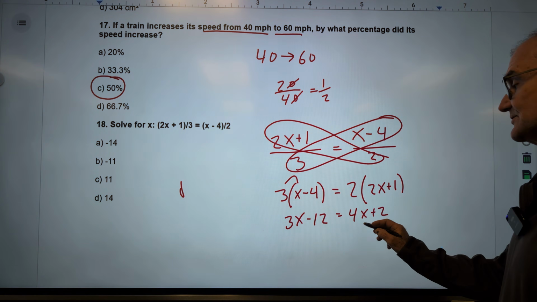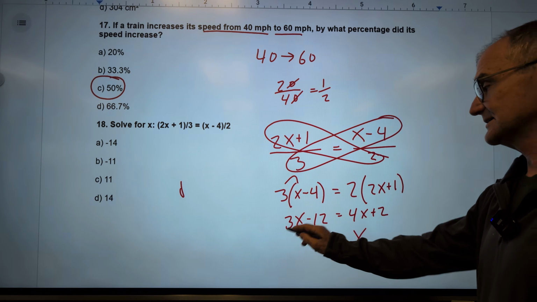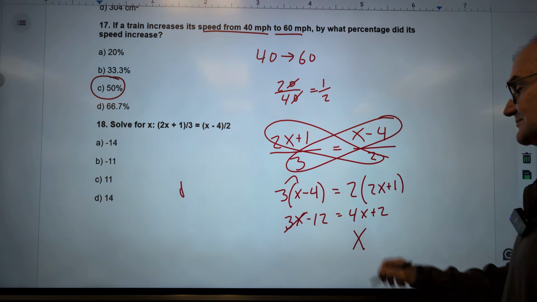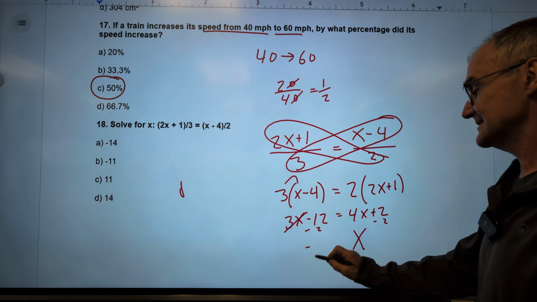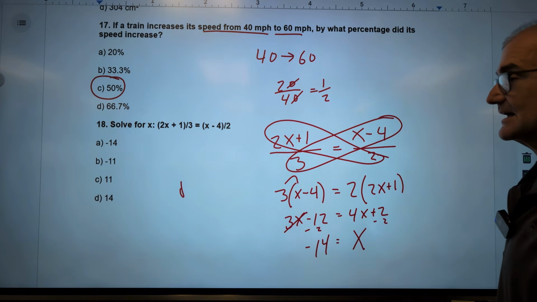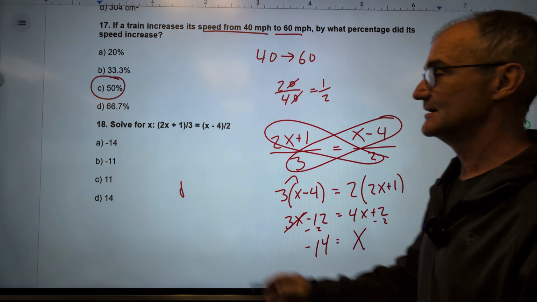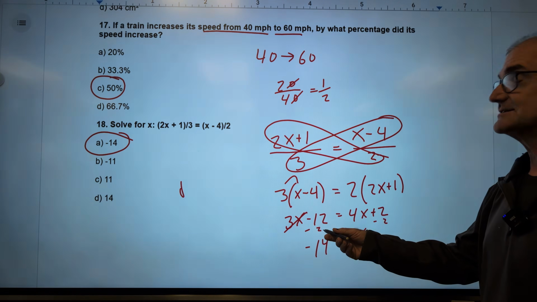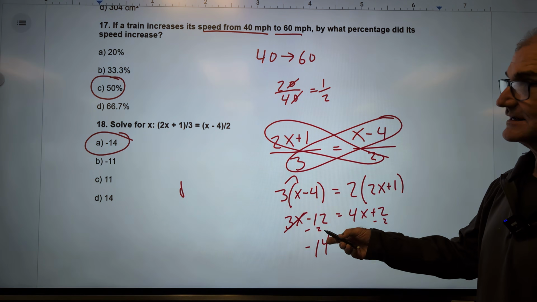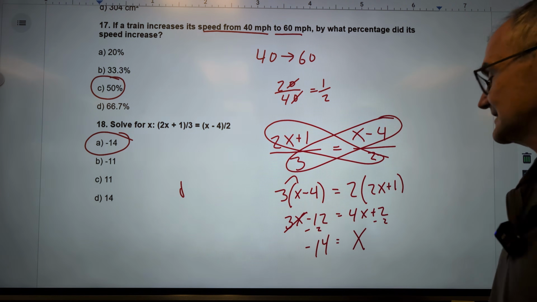Solving for x, I'm going to subtract 3x from both sides. That'll cancel. 4x minus 3x gives me that x. Minus 2, keeping track of my negatives, negative 14. X is equal to negative 14. Correct answer is answer A. If you had added 2 to both sides, oh, not a distractor there.